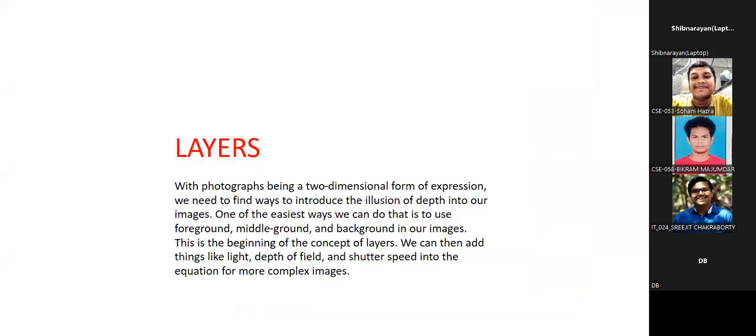layers. What is layers? Basically, we see photographs in two-dimensional form. Photography is a two-dimensional form basically. With photographs being a two-dimensional form of expression, we need to find ways to introduce the illusion of depth into our images. One of the easiest ways we can do this is to use foreground, middle ground, and background.